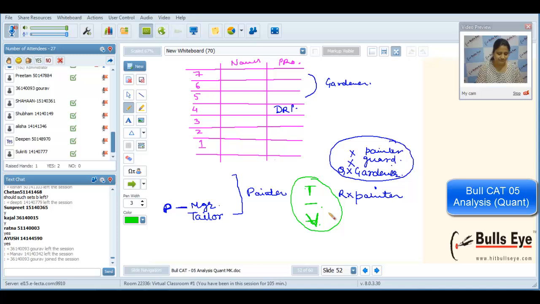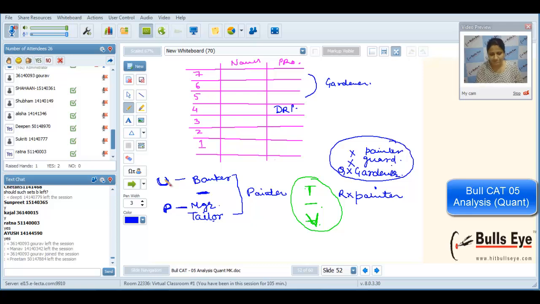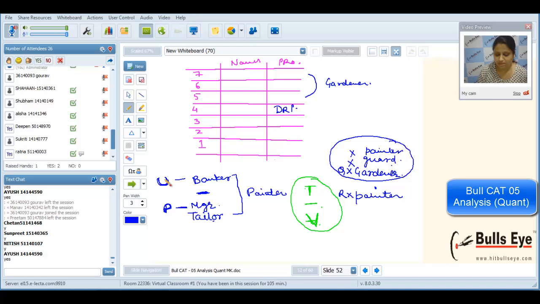And the banker lives exactly 3 floors above the tailor. Again, we have tailor. Above the tailor's floor, manager is living. Then banker lives exactly 3 floors above the tailor. It should be a space here, then it should be a banker. And in the 4th direction, we know the name of the banker, who is U. Are you getting me, guys? Yes. That was the whole thing.